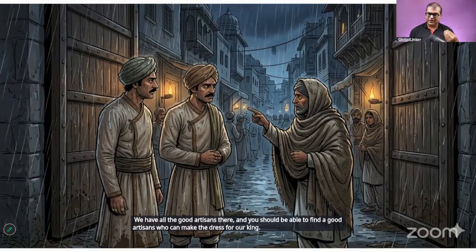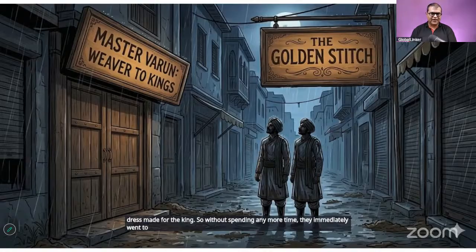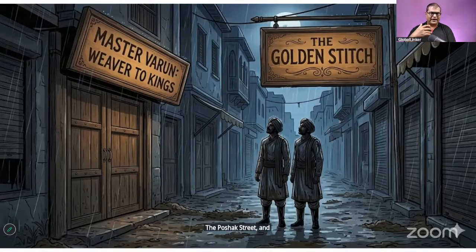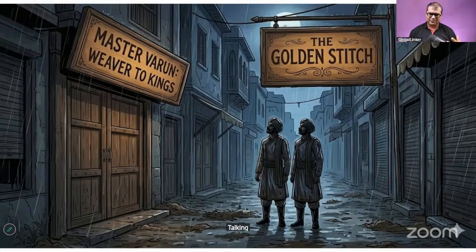Because these servants were under tremendous pressure to get the dress made for the king, without spending any more time, they immediately went to Poshak Street. While they were strolling, the entire street was closed. There was no one in the street, but they noticed that many of the shops, which were closed, had wonderful, very nicely done signboards on them, talking about the artisan, etc.